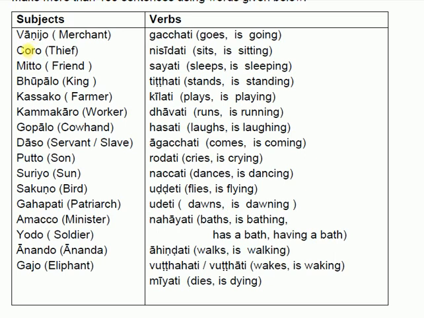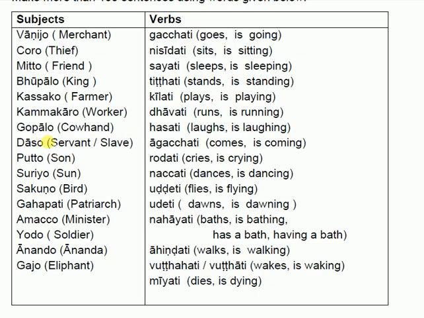Vanijo, merchant. Choro, thief. Mitto, friend. Bupalo, king. Kasako, farmer. Kammakaro, worker.